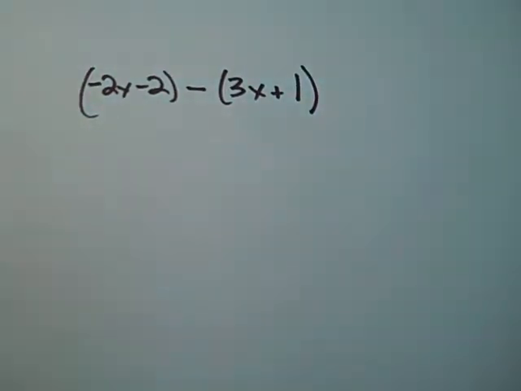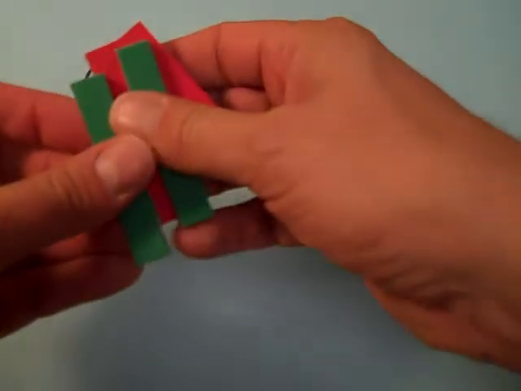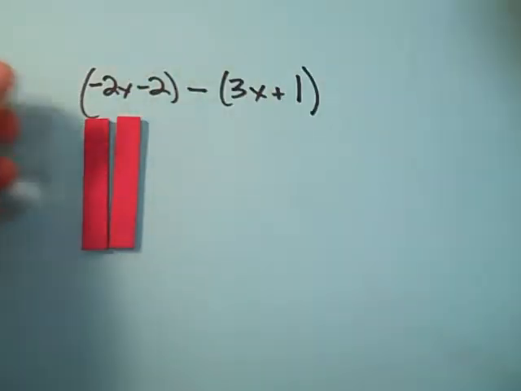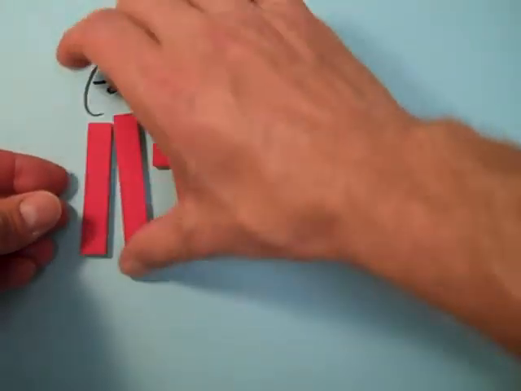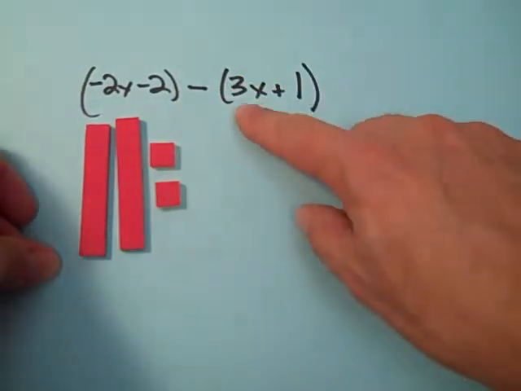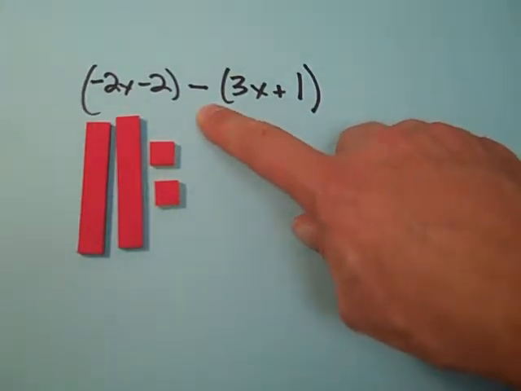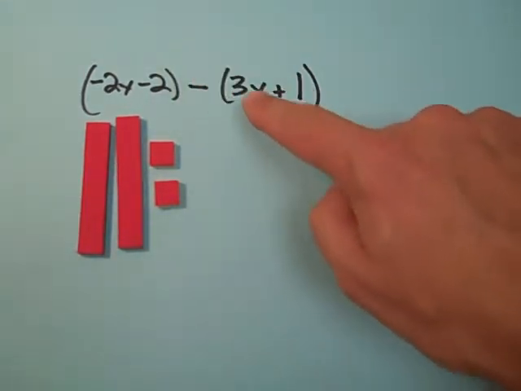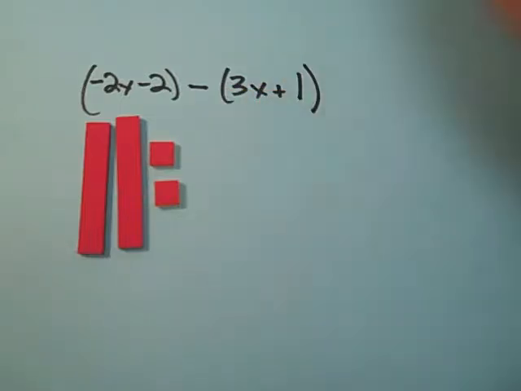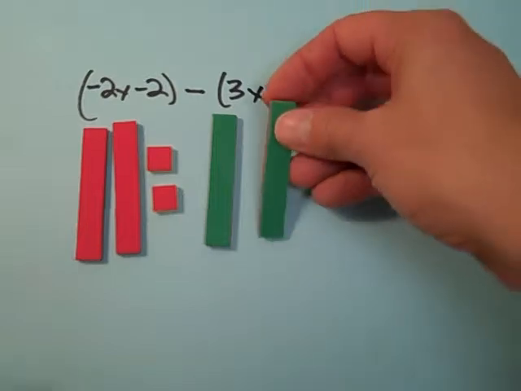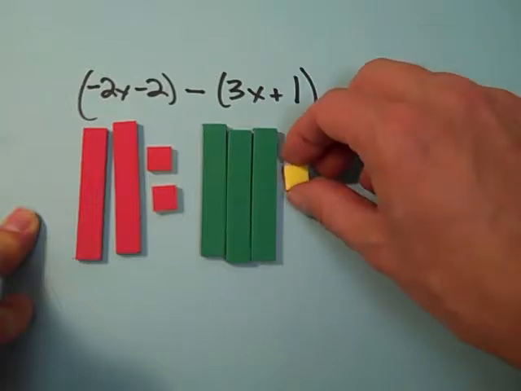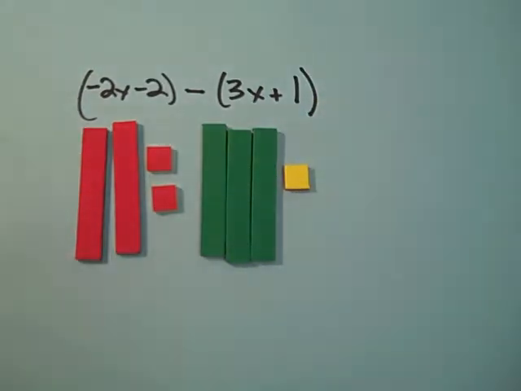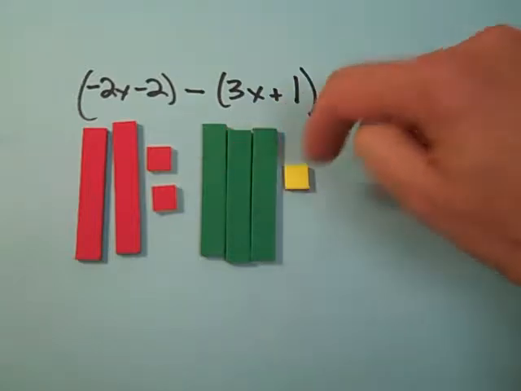So what I'm going to do, as always, is model this first. Negative 2x: I'm going to grab my red rectangles, there's two of them. And I'm going to grab my ones. Whoops, why did you change to a positive? Are you feeling positive today? Well, good for you. I'm not going to pay any attention right now to the subtraction sign. All I'm going to do is model this one here. 3x: I'm going to do 3 of the green tiles here, plus 1. I'm going to put that right there. So I've modeled negative 2x minus 2, and 3x plus 1.